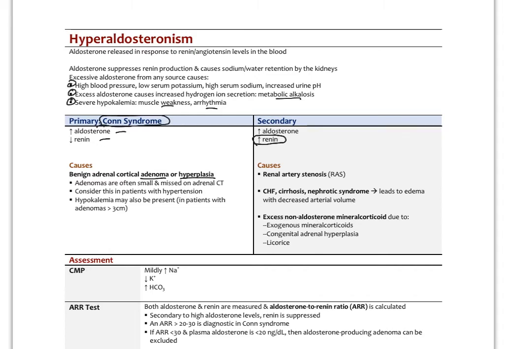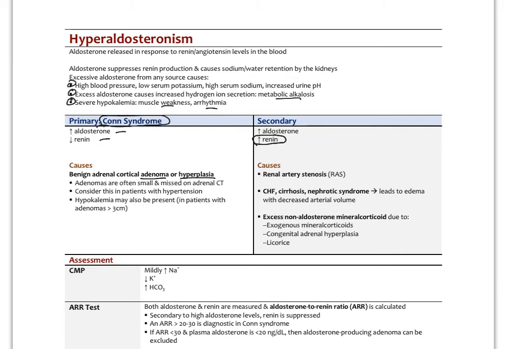So one of the quick ways to assess this is not to order aldosterone, but simply to look at your CMP. If your sodium is elevated with low potassium, that might trigger your suspicion of an aldosterone-secreting tumor, and you need to look at that. So that would be for primary hyperaldosteronism.